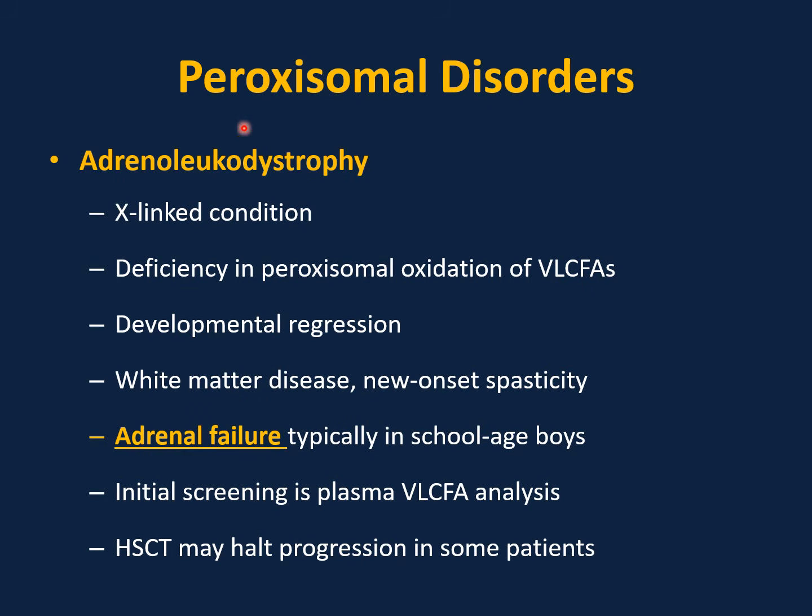Adrenoleukodystrophy is another peroxisomal disorder. It is X-linked, affecting boys because of deficiency in peroxisomal oxidation of very long chain fatty acids. They present with developmental regression, spasticity. The key word for this disease: adrenal failure. Adrenal failure, typically in school age boys because it's X-linked.